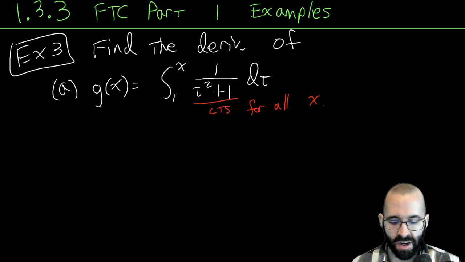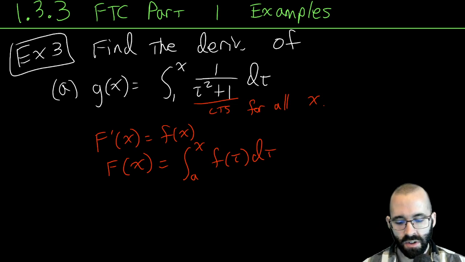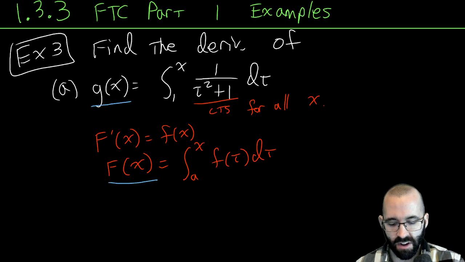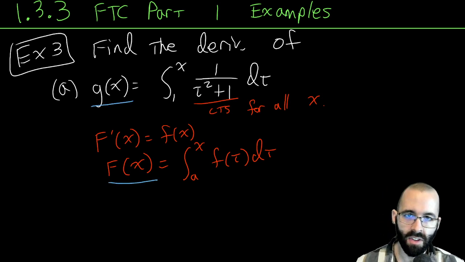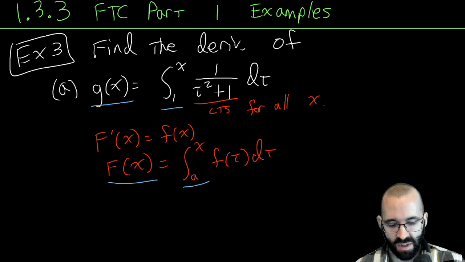Okay? So the fundamental theorem of calculus says that f prime of x equals f of x if f of x equals the integral from a to x of some function of t dt. So let's try to find the connections here. So this is our function, right? In the theorem we have f. In this problem we have g. We still have our integral. Here a is 1.